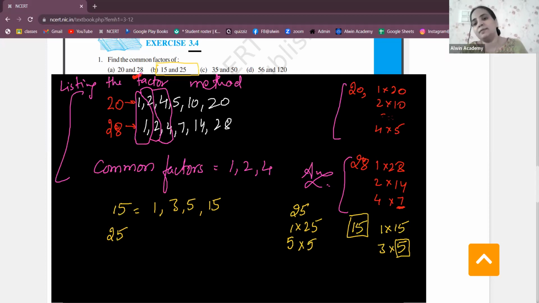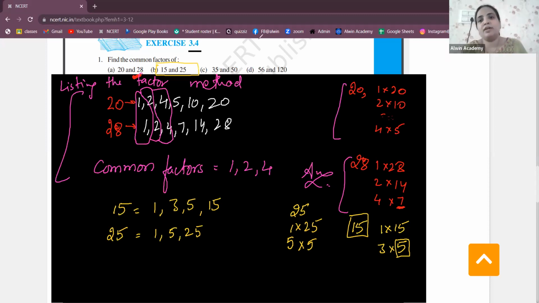Right or not, beta ji? Is it clear? Is there any other factor of 25? 5 is already 5 5s are. After 5 there is no other number which you can take. That means we are done finding the factors, that is 1, 5 and 25. Right, beta ji? There's no mistake in this, right? Is it understandable? Does anything feel different?